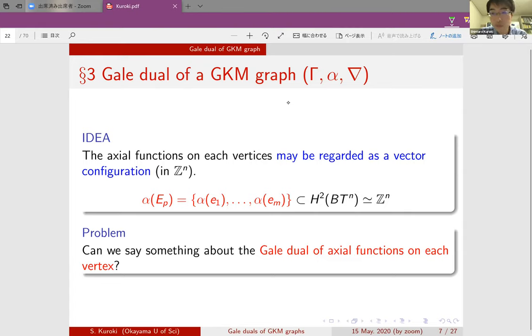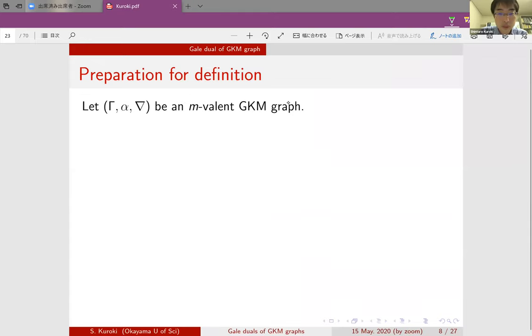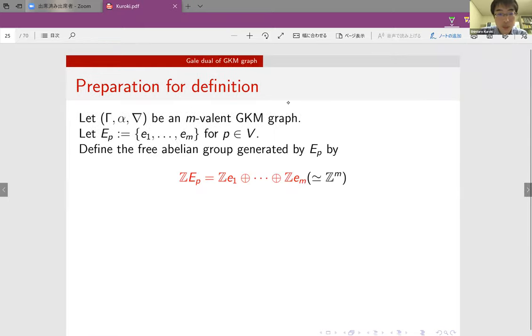Okay, so let me start from the precise definition of the Gale dual of a GKM graph. So I would like to prepare some definitions. Let (Gamma, alpha, nabla) be an invariant GKM graph. And let E_P be the outgoing edges from P, say E1 to EM. Then we can define the free abelian group generated by E_P. We denote it by Z E_P. So this Z E_P is nothing but the direct sum of Z E1 to Z EM. Now E1 to EM correspond to the edges, but in this module, these are just formal generators. And of course, this is isomorphic to Z^M.